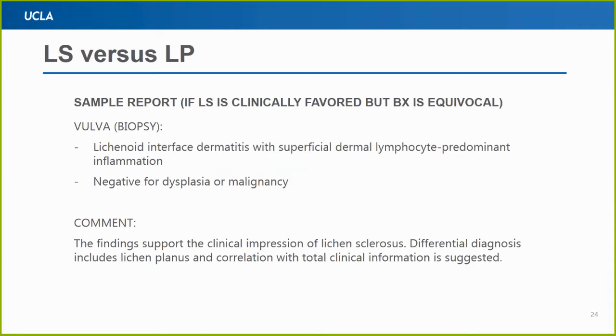And then when I really struggle to make a definitive diagnosis based on the available information, I may have to give a descriptive diagnosis mentioning both in the differential and having the clinician correlate clinically. And this may trigger a more extensive clinical exam and follow-up, which may eventually lead to a specific diagnosis for the patient. So if you really don't have enough clinical information and the features are subtle or equivocal on the biopsy, you may have a differential diagnosis like here.